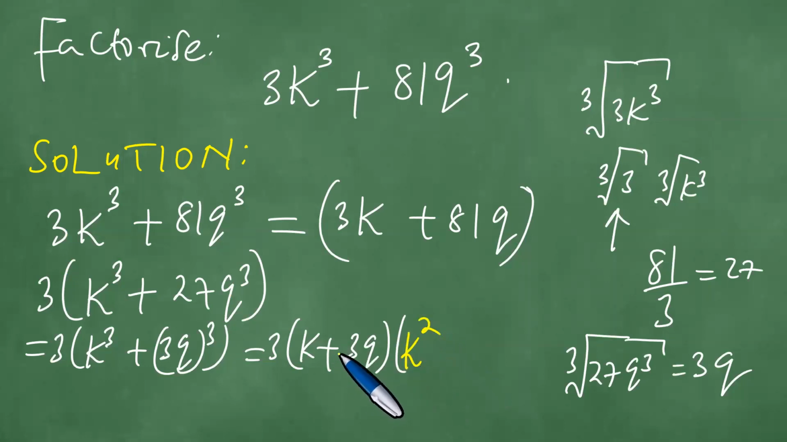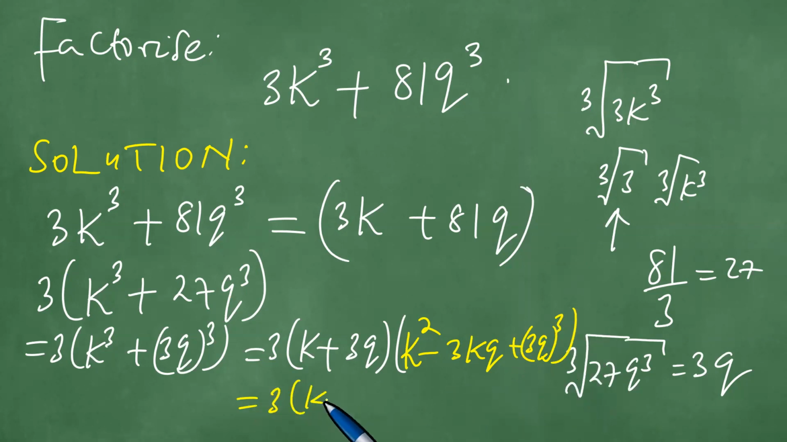because it's plus in the middle. You put minus k times this, which is 3kq. You square 3q. So this is 3 into k plus 3q plus 9q squared, q cubed. Okay, so this is sort of the answer.